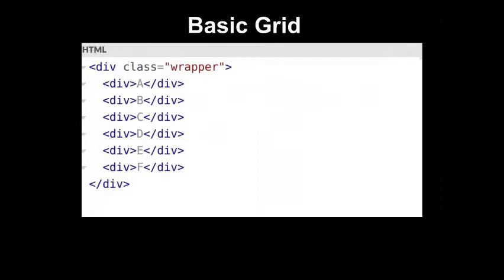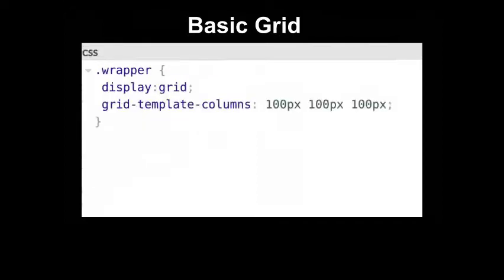So let's take a look at a couple of examples using the new FR unit. But first, we'll take a look at a basic example. I've updated our HTML. Now we have a parent of wrapper, and inside of it we have essentially boxes. And our boxes on the front end will say A, B, C, D, E, F. We'll take a look at what that looks like momentarily.